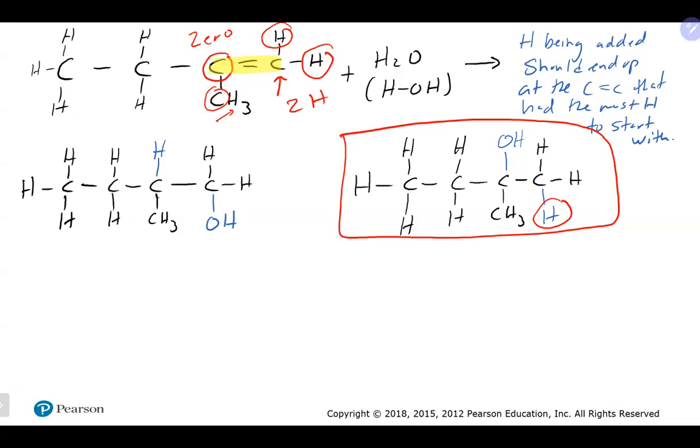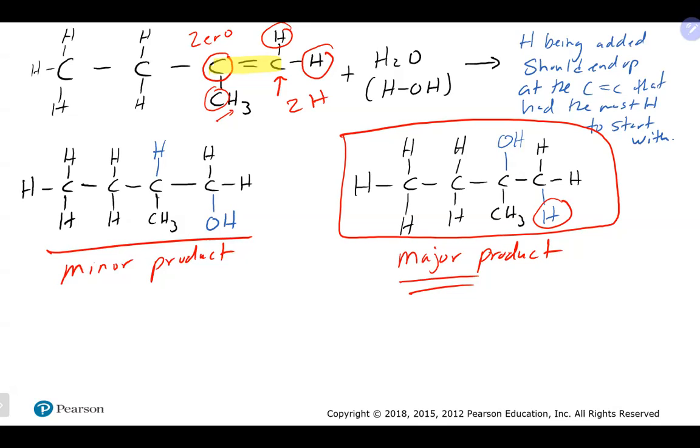At the carbon that started with the most hydrogens, which would be the one on the right. This would be what is referred to as our major product. This is what is sometimes referred to as the minor product. You should always draw the major product when you're doing this.